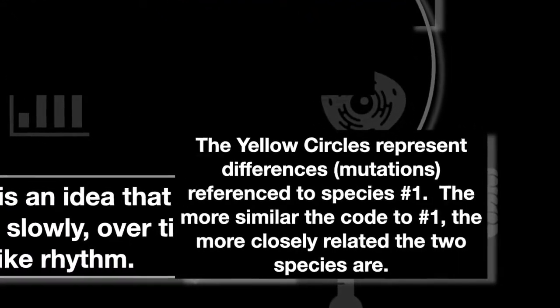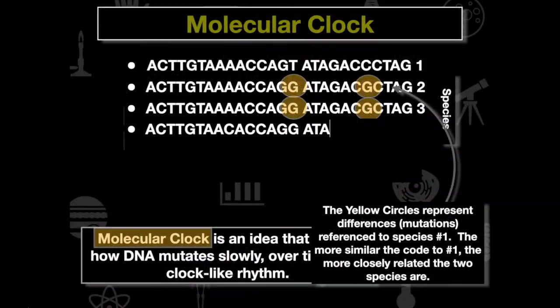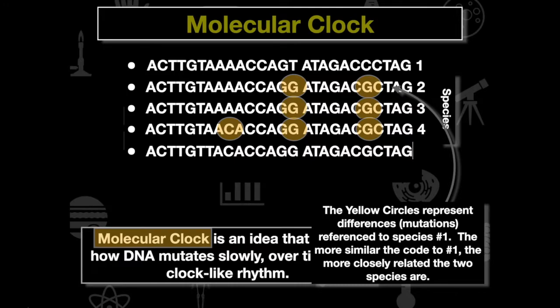The more similar the code to number 1, the more closely related the two species are. So as we go along with these species here, what we can see is all of these nucleotide sequence changes amongst all of the species. And because of that, remember, if we have similar codes to number 1, the more closely related it is. But as we go on through time, and as that divergence happens, the more times these nucleotides change, the more dissimilar the species are.